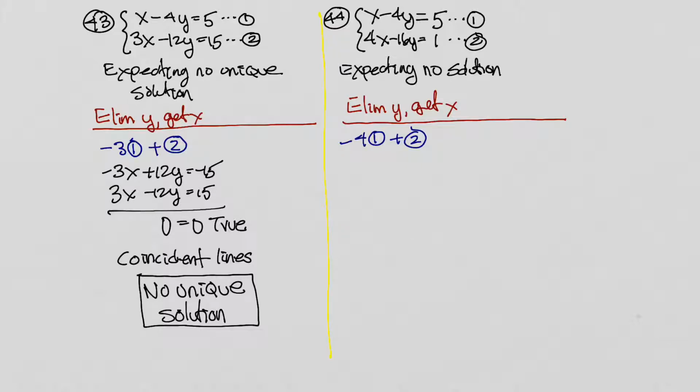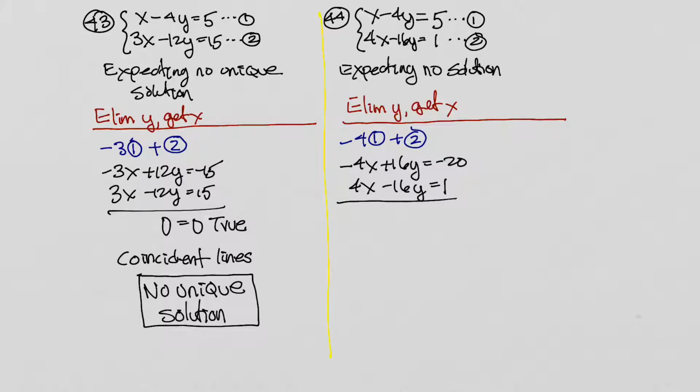Negative 4 times equation 1 is going to be negative 4x plus 16y equals negative 20. Let's just check it. Negative 4 times equation 1. Negative 4x plus 16y equals negative 20. Let's add in equation 2, so that's going to be 4x minus 16y equals 1.